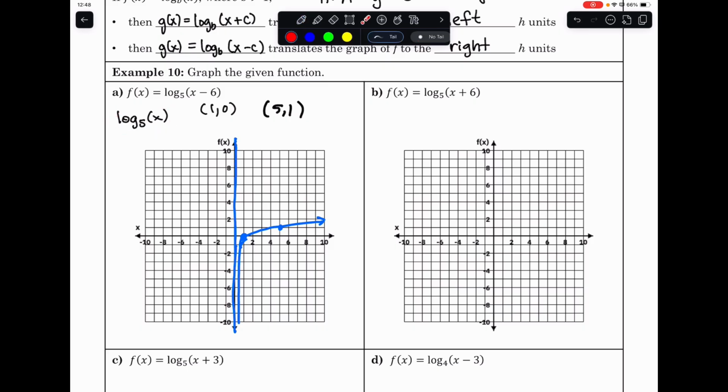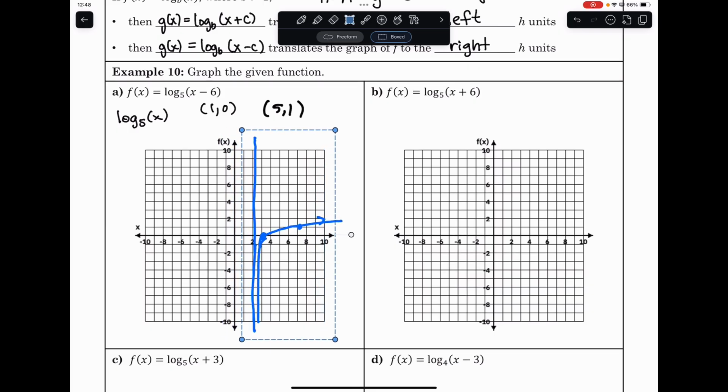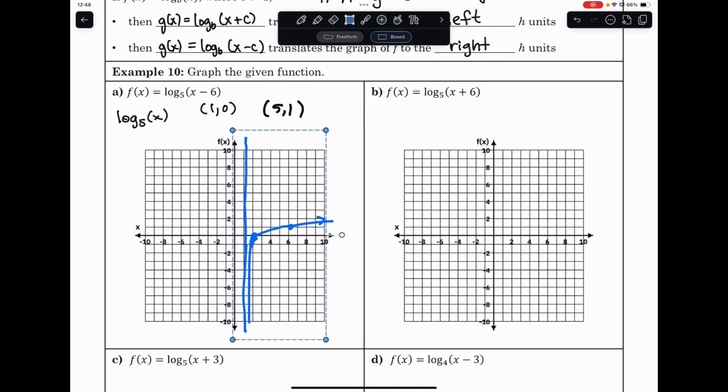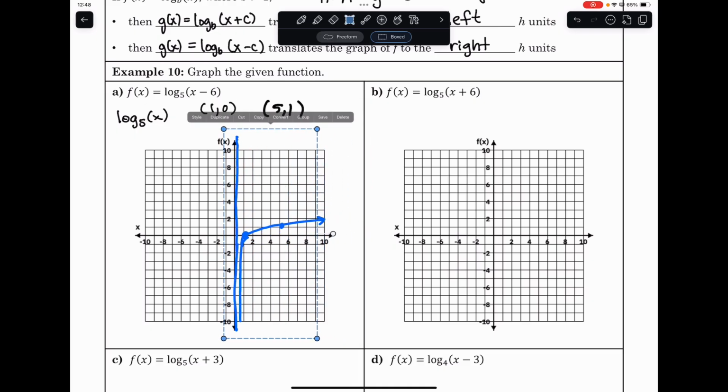Okay, the x minus 5 inside here is going to shift the graph 5 units in a positive direction. So we're going to move all of this 5 units to the right. So let me just do exactly that. So 1, 2, 3, 4, 5. Oh, I didn't get that last part right there. Hold on.